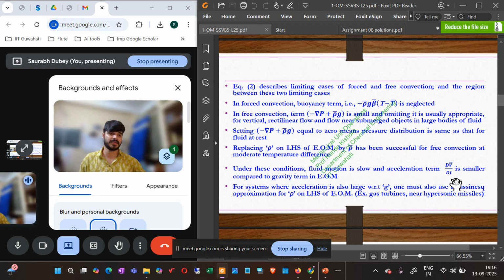Under these conditions, fluid motion is slow. The acceleration term dv bar by dt is small compared to the gravity term in the equation of motion, so that's why it can be neglected. For systems where the acceleration is also large with respect to g, which is gravity, one must also use Boussinesq's approximation for density on the left hand side. That's what I was saying. So for hypersonic missiles and gas turbines, the left hand side, which is the convective term of the equation of motion, will also depend on the temperature through density as a function of temperature, right?